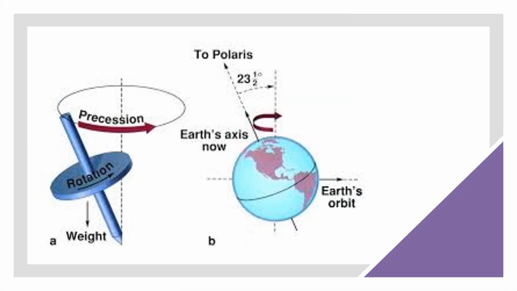This diagram illustrates the concept of precession of a rotating object. A spinning top or gyroscope undergoes precession due to the effect of an external force, such as gravity acting on its weight. While the top rotates about its axis, the axis itself traces a circular path, showing precession.